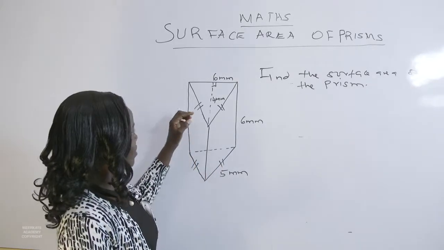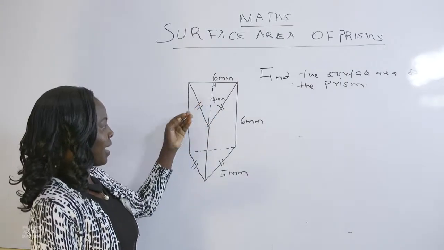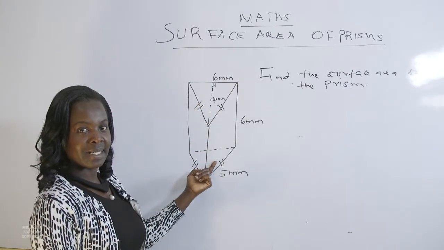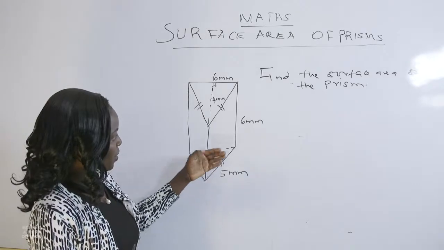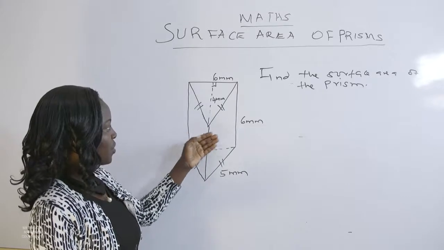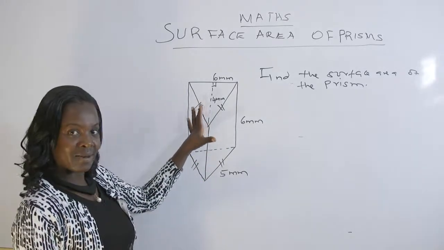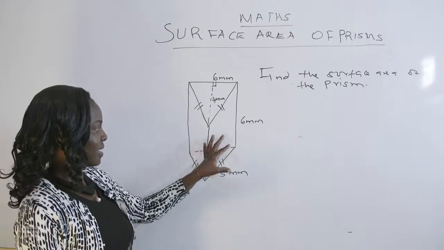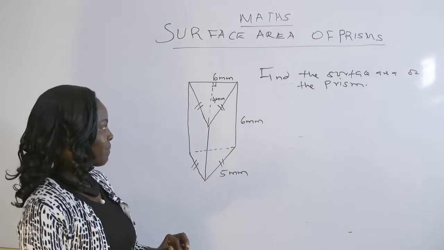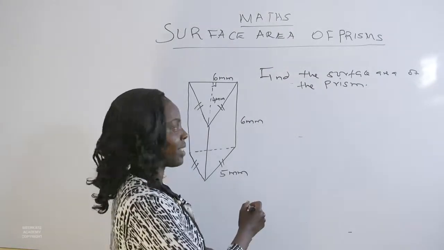We realize that we have a triangular face up here, and it is also repeated at the bottom. We also have a rectangular face here. So what we are supposed to do is to calculate the area of the faces, that is the triangular faces and the rectangular faces, and then add them together. Let's start with the area of the triangular faces.